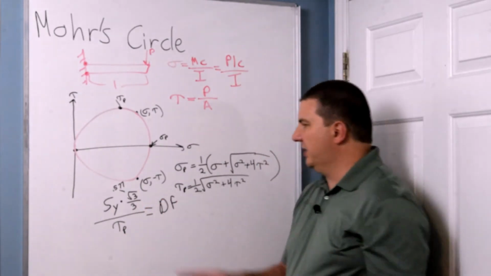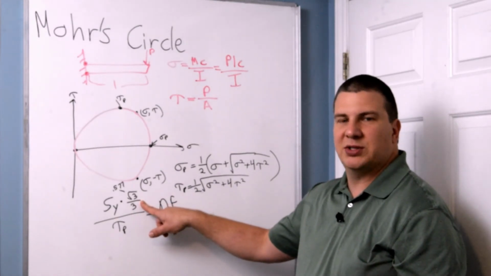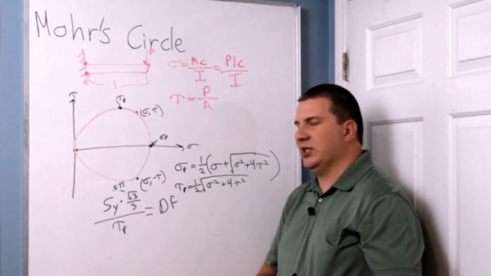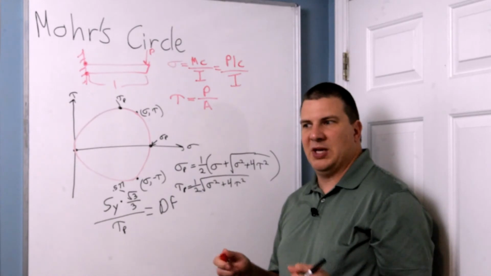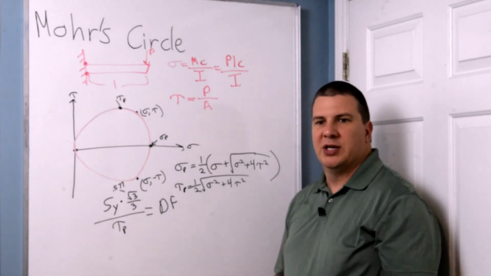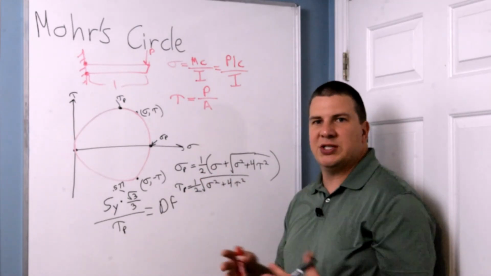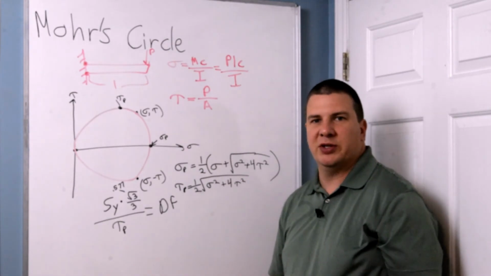Alright, now this comes from the max distortion energy theorem, and it is just a factor that has been empirically found to fit the data as far as how shear stress and normal stress relate when it comes to failing a material.